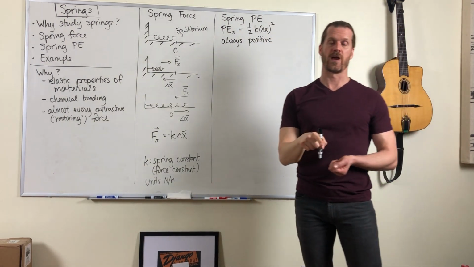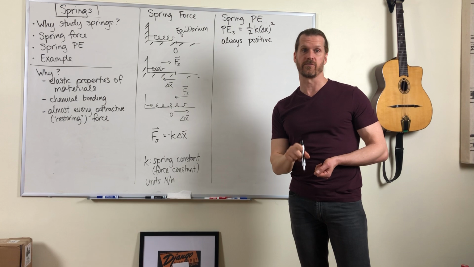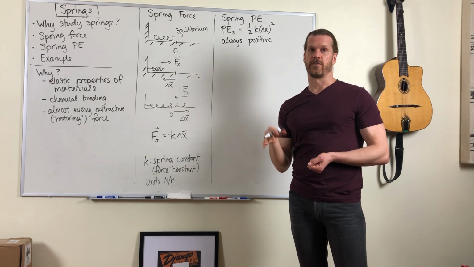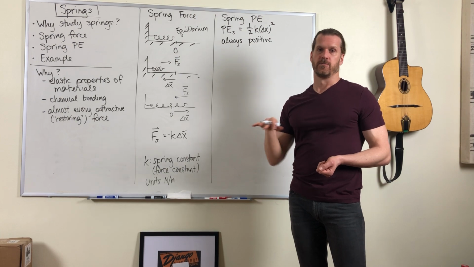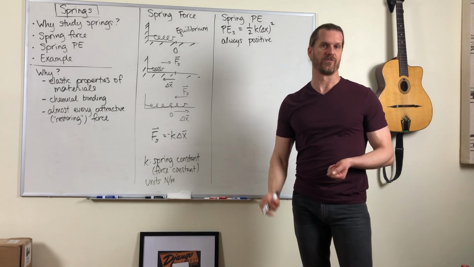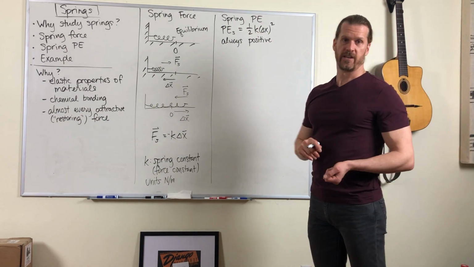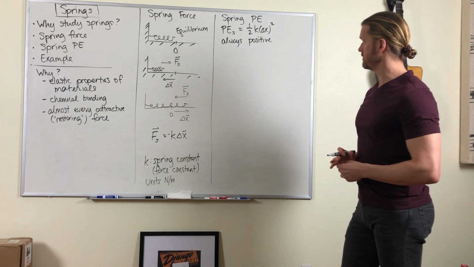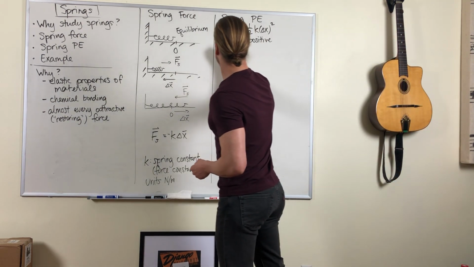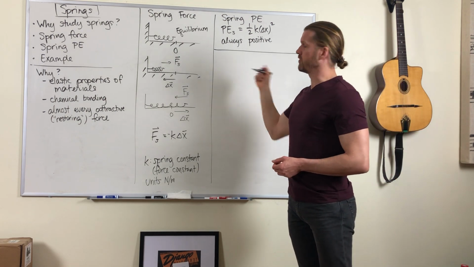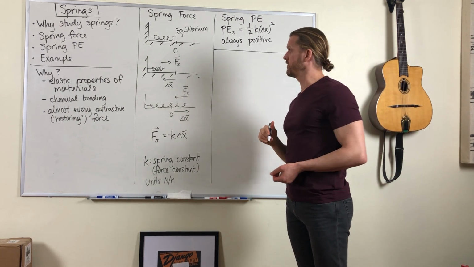That's a little bit different from gravity, because you can have negative gravitational potential energy if you define the potential energy with respect to some 0 point and you go below that 0 point. But you can't have negative spring potential energy, just from this definition. So let's see a little example of how you could use this.